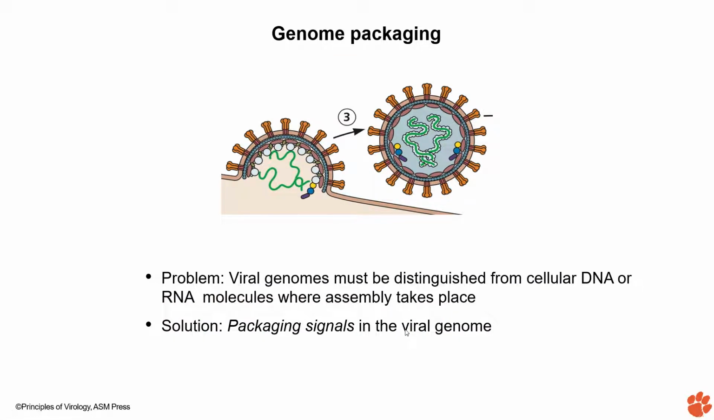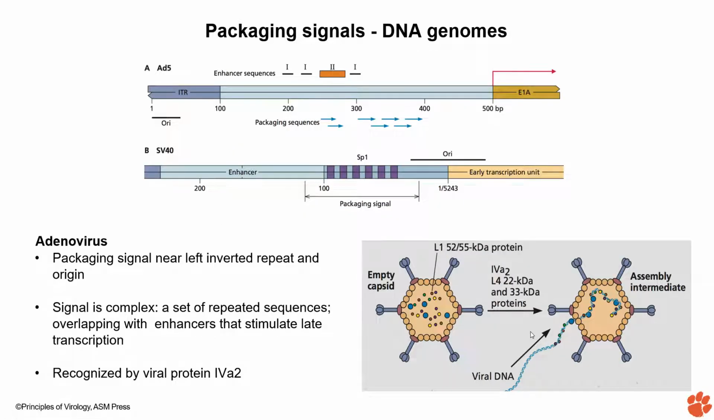Now, next, we are looking at genome packaging. Here is an example of the RNA genome, and it must be separated from the cellular DNA or RNA molecules, and they must have a packaging signal in the viral genome as well. So let's take a look at that. Again, complicated pictures, but the take-home message is easy.